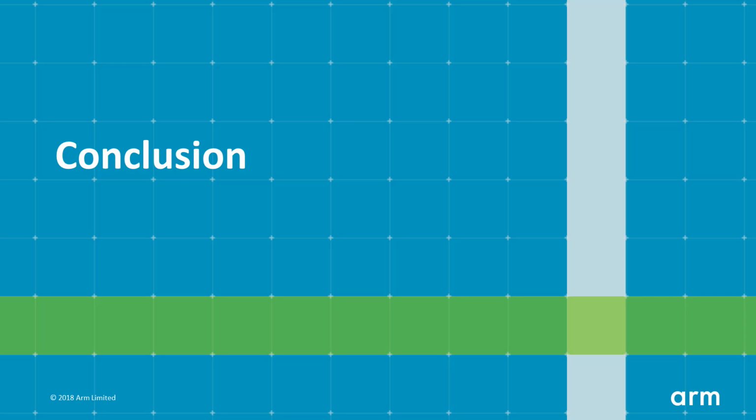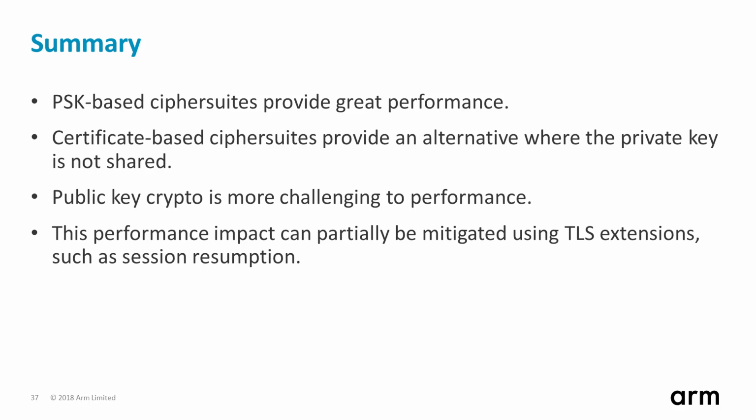Let us conclude this webinar with a short summary. PSK-based ciphersuites offer great performance. Certificate-based ciphersuites offer an alternative where the private key is not shared, which gives a security benefit. Public key crypto is, however, more demanding for performance. This performance impact can partially be mitigated using TLS features, such as session resumption and TLS cached info. Which ciphersuite to use depends on your needs and your threat analysis. I would like to thank you for your attention.